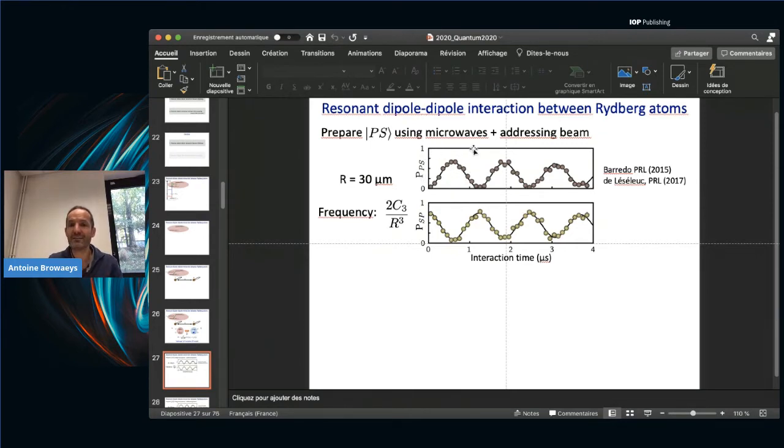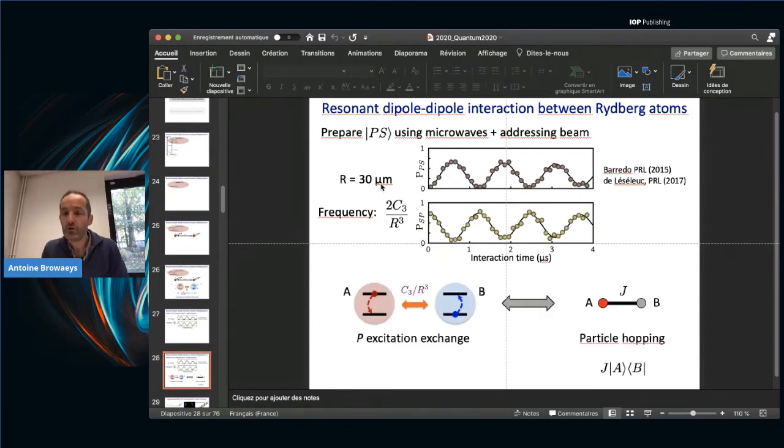What you observe is that indeed the two atoms exchange their state. Those two oscillations are actually out of resonance. They correspond to the probability for the first atom to be in P or the second atom to be in P, and we do observe an oscillation in phase opposition at a frequency which is actually the strength of the dipole interactions, which we can check as a function of distance.